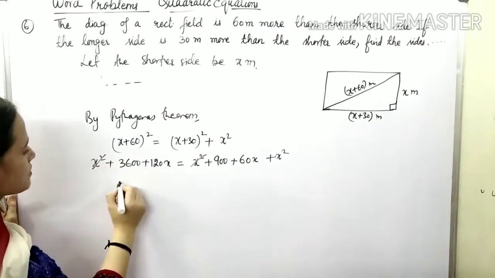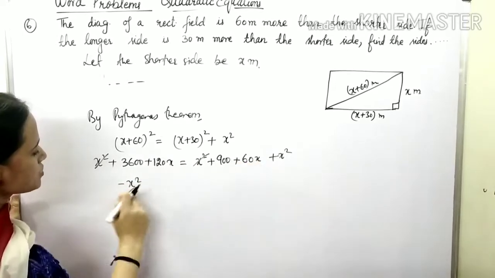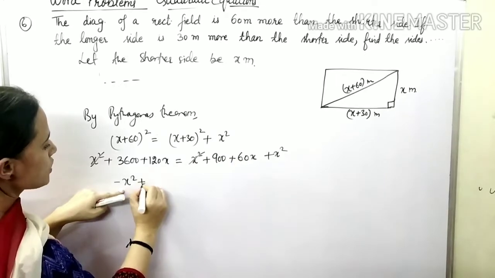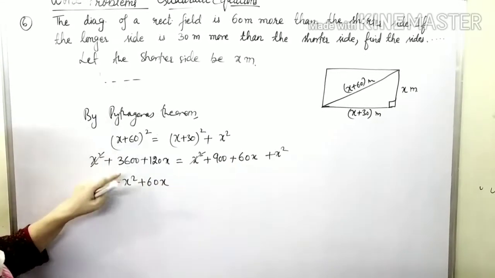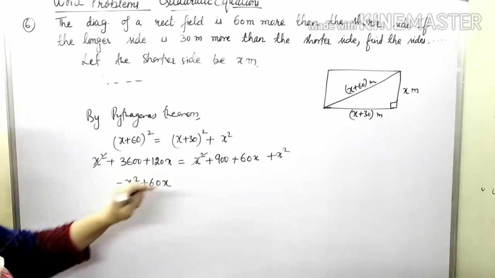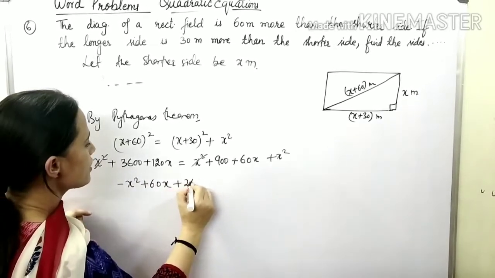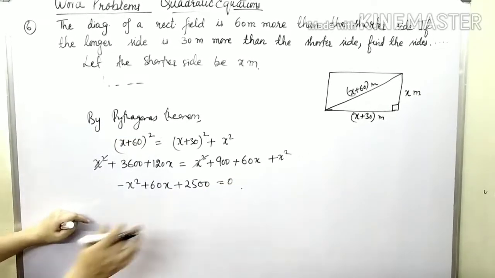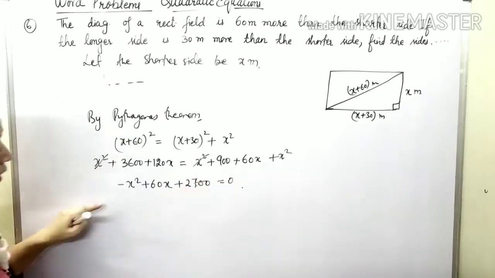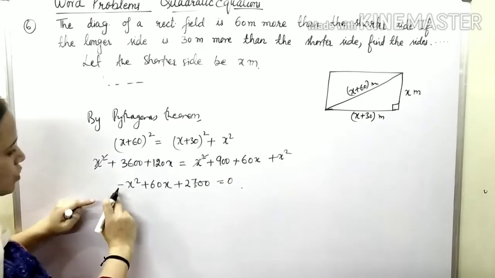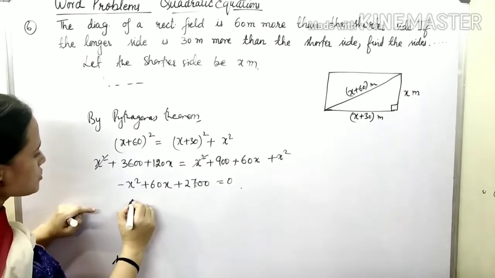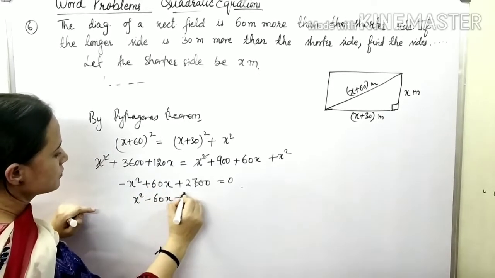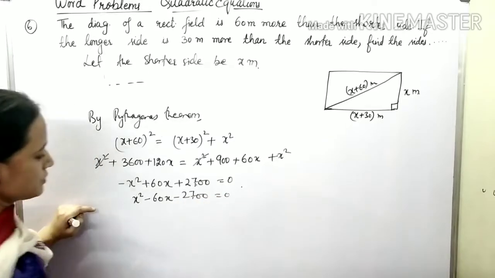Okay, now we can just simplify it further. I'm bringing x square this side. x square plus 120x minus 60x is going to give me 60x. 3600 minus 900 will give us 2700. Now I just want to remove this sign, so I can take minus common throughout, and this is the final equation.